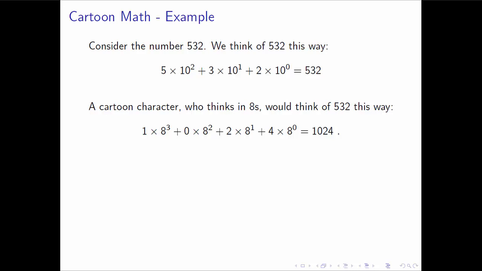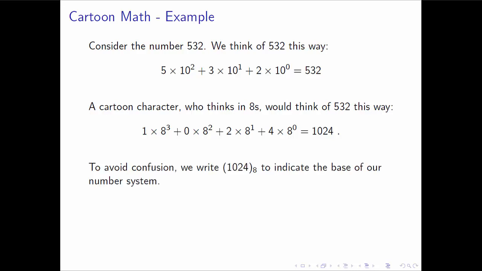And so a cartoon character would refer to that same number of objects that we call 532 as 1024. A cartoon character would feel much more comfortable thinking of that object as 1024. Now, this can get very confusing, and so to avoid confusion, we're going to put the base of the number system as a subscript next to the number in parentheses. So we'll write 1024, we'll throw a parentheses around that and then put a subscript 8 in order to indicate that that 1024 is being thought of as a base 8 number. So that would stress that that's really our number 532 and a cartoon 1024.